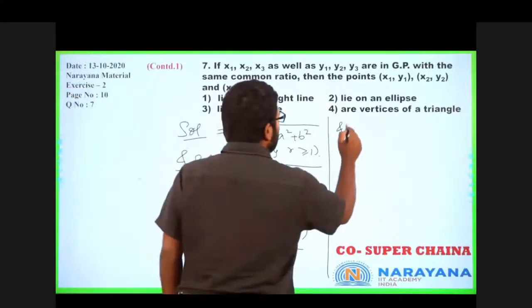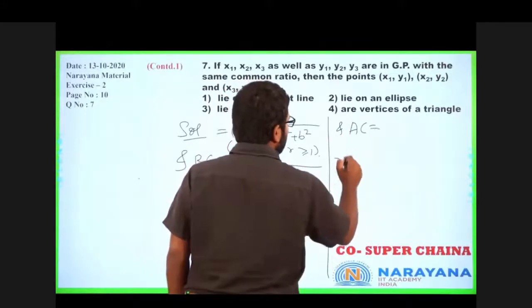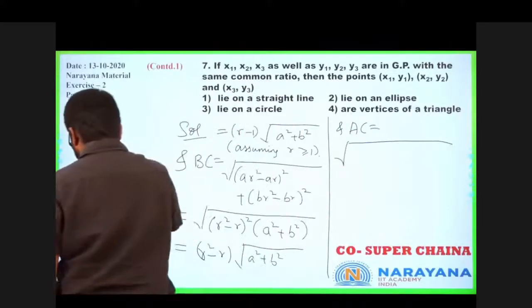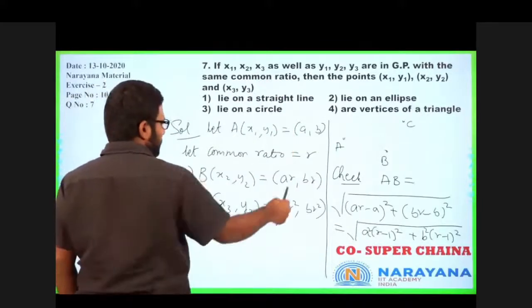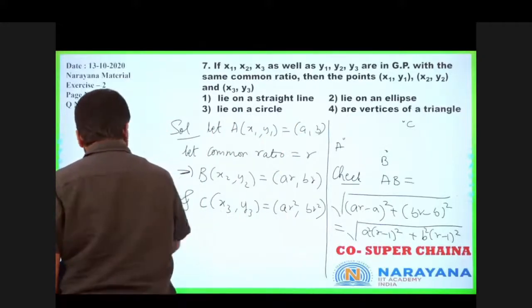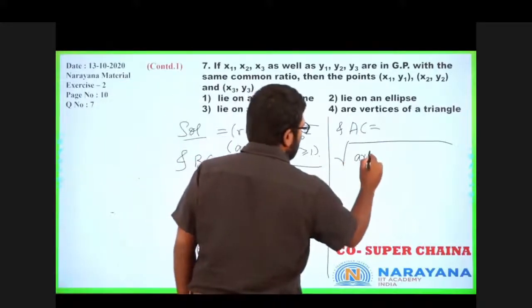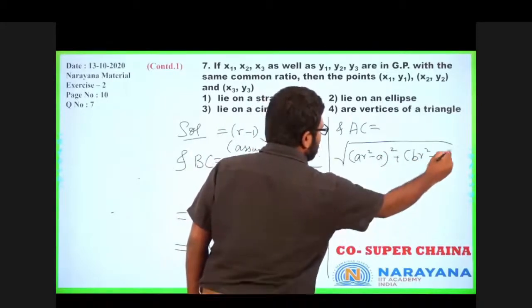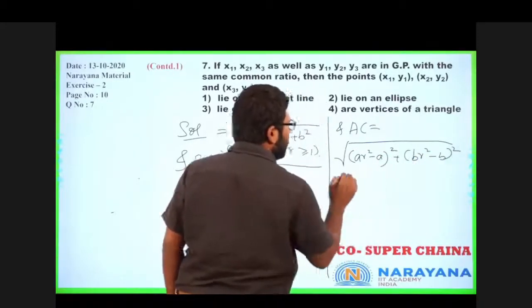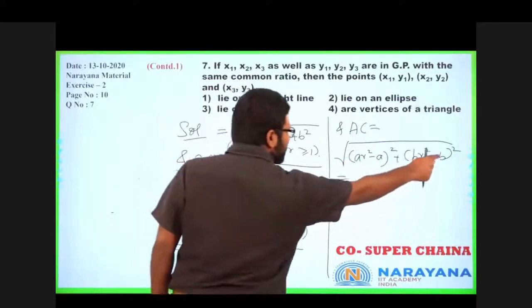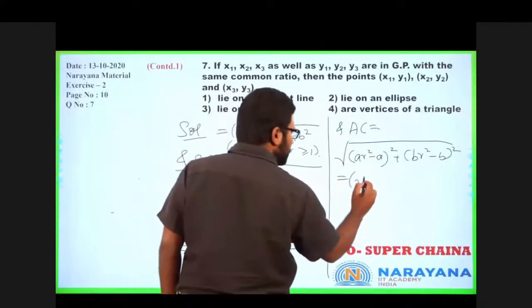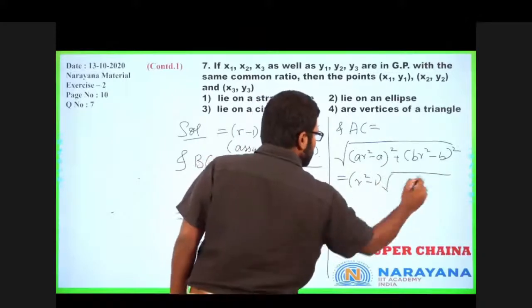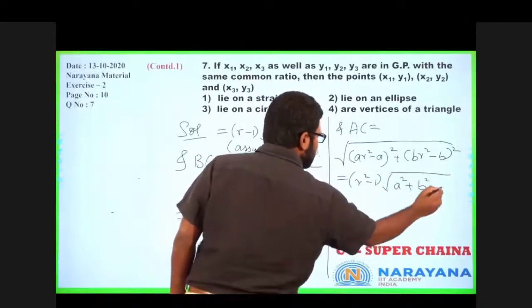This is BC. And what is AC? Under root, AC between these two. So (AR square minus A) the whole square plus (BR square minus B) the whole square. Once again you will see R square minus 1 will come outside completely. R square minus 1 under root A square plus B square.